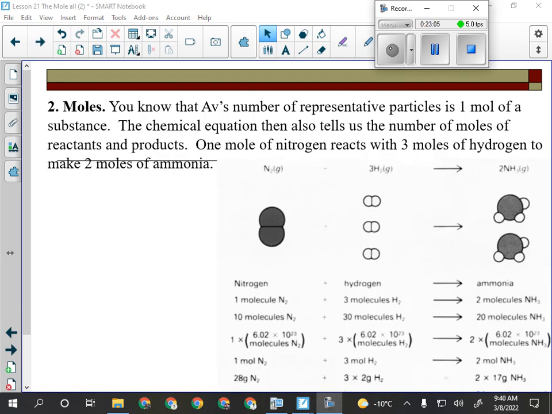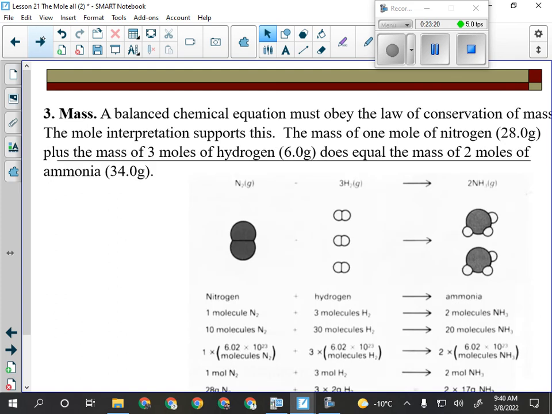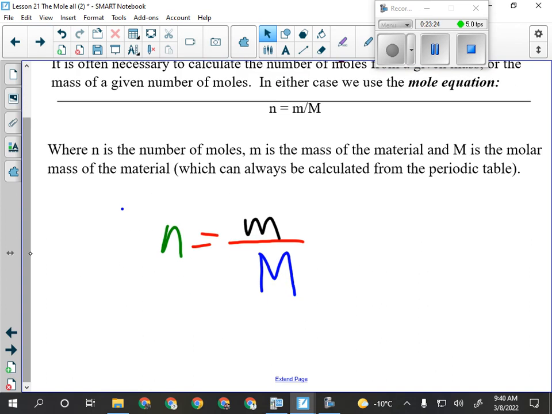Now, before we move on, as we said, we could talk about this in terms of particles. We could talk about it in terms of moles. We could talk about it in terms of mass. There's lots of different ways to look at a reaction. Some ways are appropriate in certain situations. So what we want to look at is using the mole equation. The mole equation is number of moles equals mass divided by molar mass.